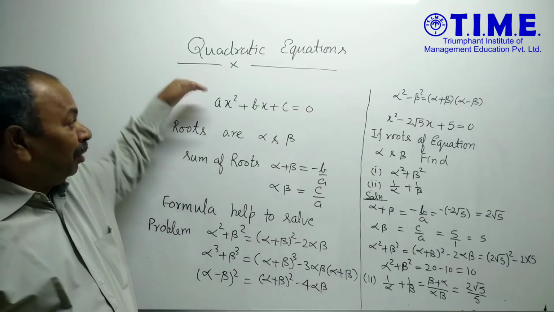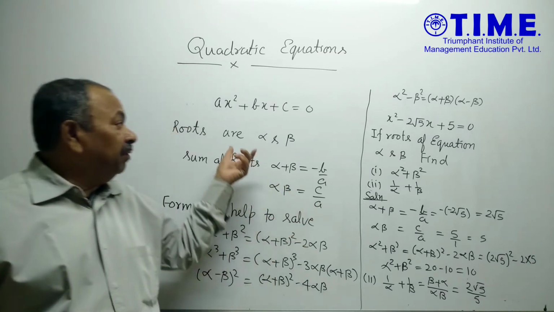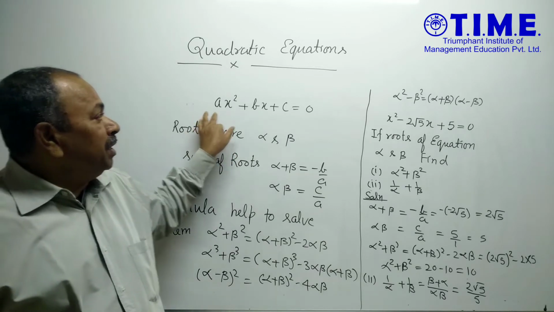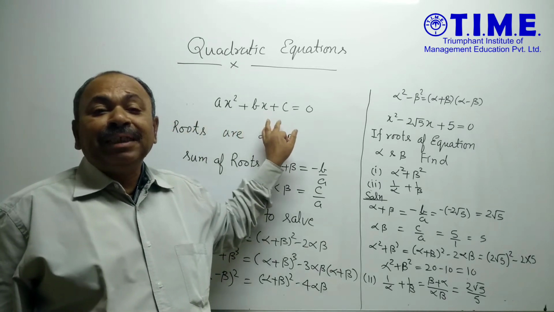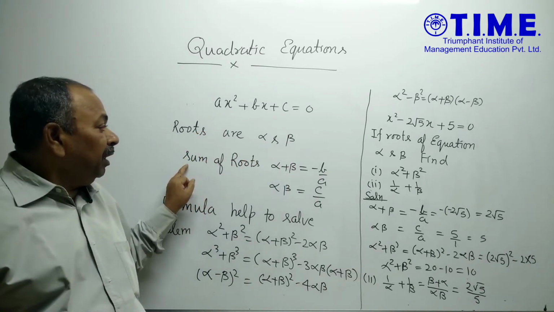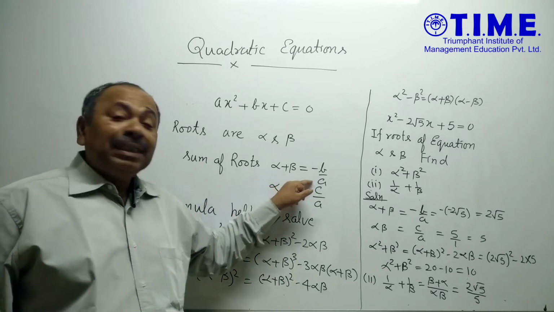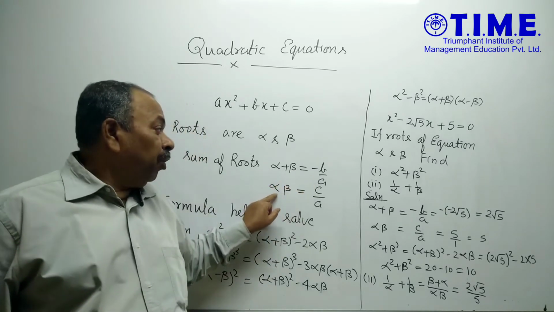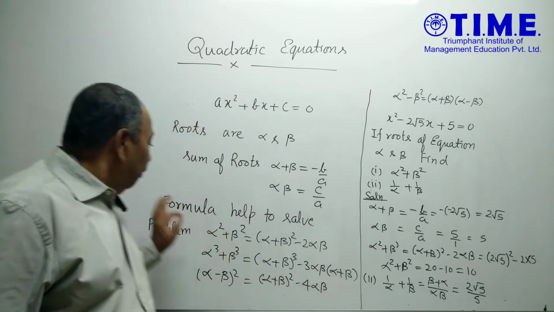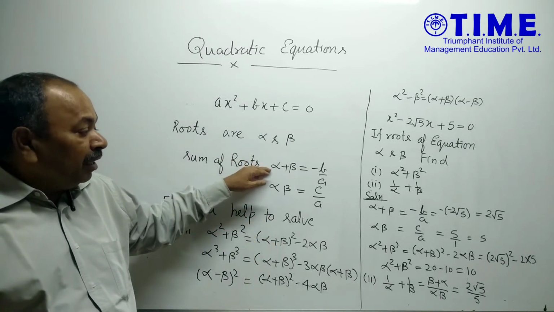I want to discuss one more important thing of quadratic equations where we use the concept of roots. What is the concept of roots? If the equation is in the form ax square plus bx plus c, and the roots are, say, alpha and beta, then we have a formula: sum of roots alpha plus beta is equal to minus b by a, and product of roots alpha beta is equal to c by a.